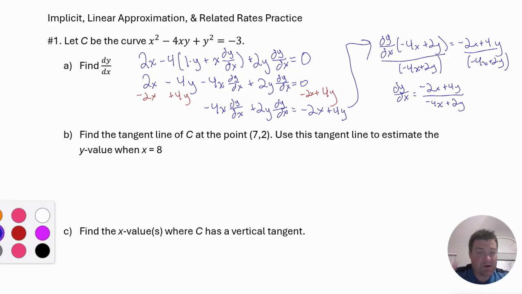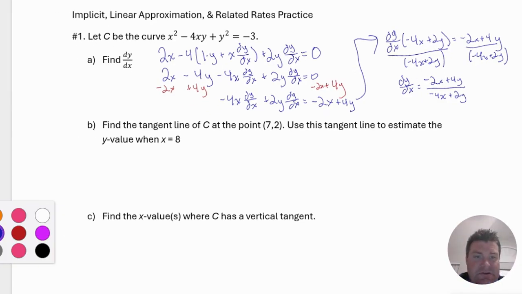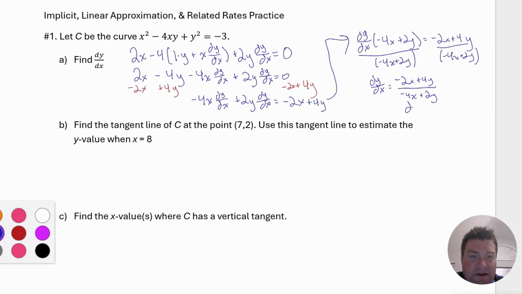If I do make any errors, you're going to have to let me know in the comments so I can go ahead and make any corrections. But I can divide out a 2 on the numerator and the denominator here, and so we get a final answer of negative x plus 2y all over negative 2x plus y.